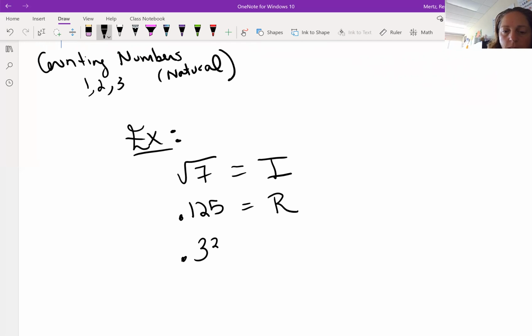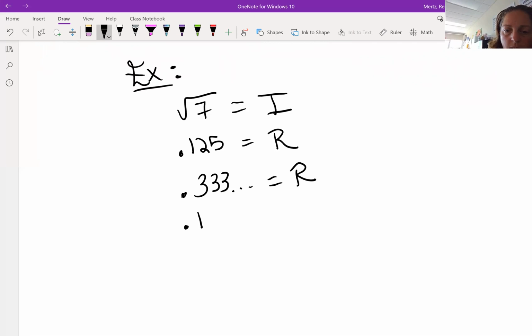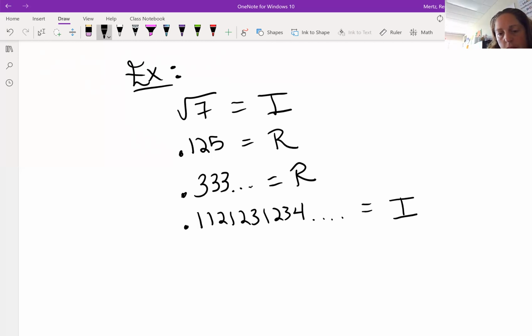0.3 repeating could look like this. Again, you can type in a whole bunch of 0.3s. It can change to a fraction of 1/3. It's rational. 0.1, 1, 2, 1, 2, 3, 1, 2, 3, 4. That's a pattern. So patterns fall under irrational. Anything with a pi in it is going to be irrational. So if I give you pi over 3, that'd be irrational.